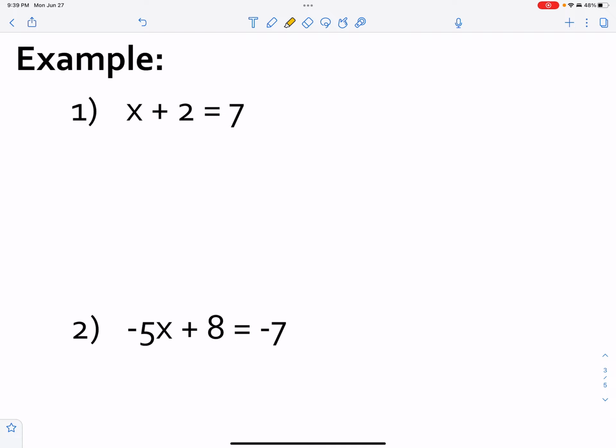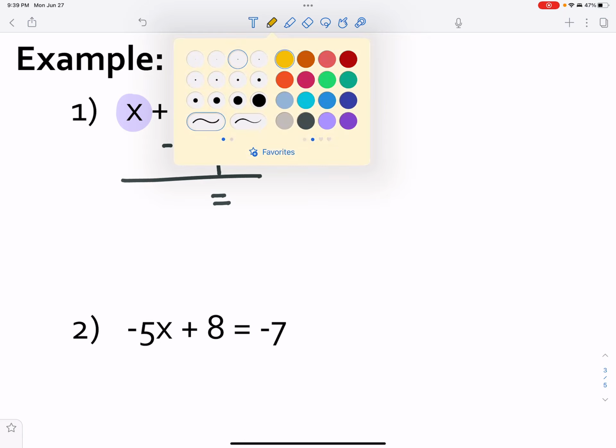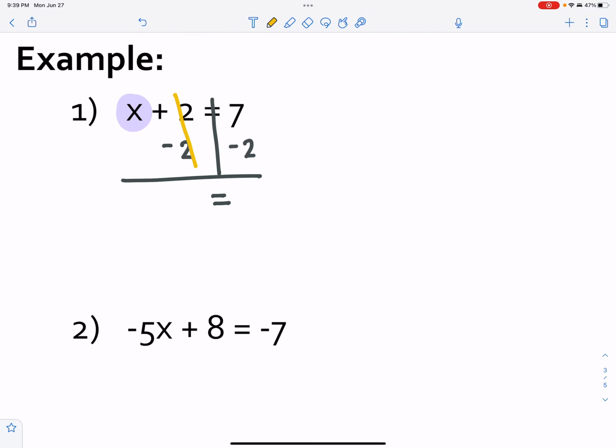So the first one I have is x plus 2 equals 7. Well, my goal is going to be to get x by itself. So to undo the plus 2, I'm going to minus 2. If I do it to the left side of my equal sign, I have to do it to the right side. So that equal sign is just going to fall down. On the left, the positive 2 and negative 2 cancel. That gives me 0. And I am left with x equals a positive 5.